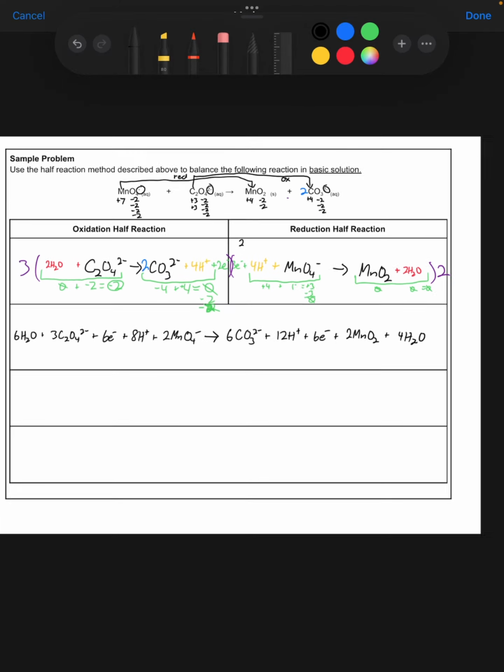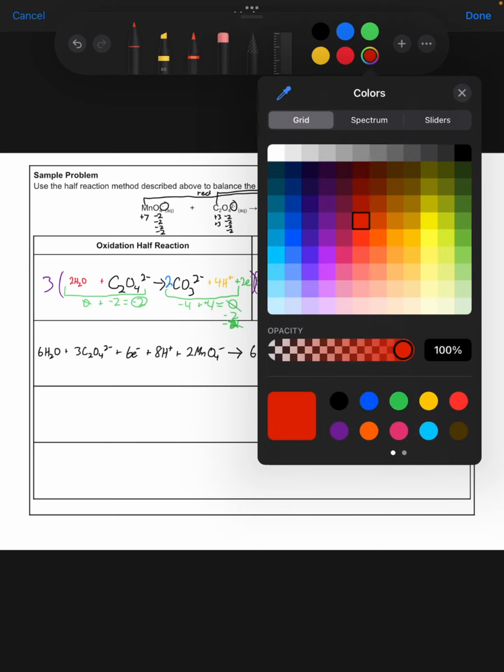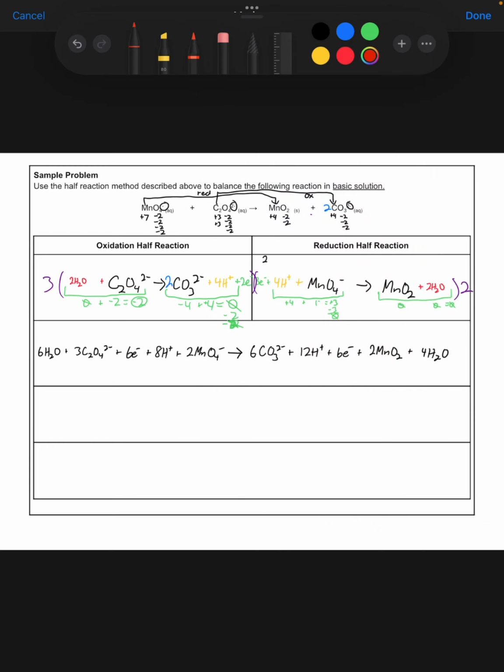All right, that took me a second. Now, here is where the extra step comes in. Since we're doing this in basic solution, I can't have all of these acidic H pluses floating around. I have to neutralize them, because there are going to be hydroxide ions around to neutralize them.